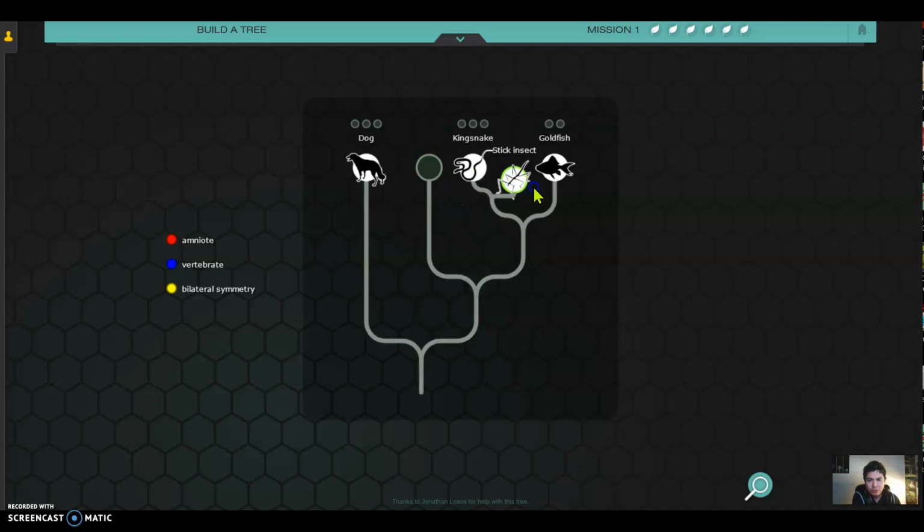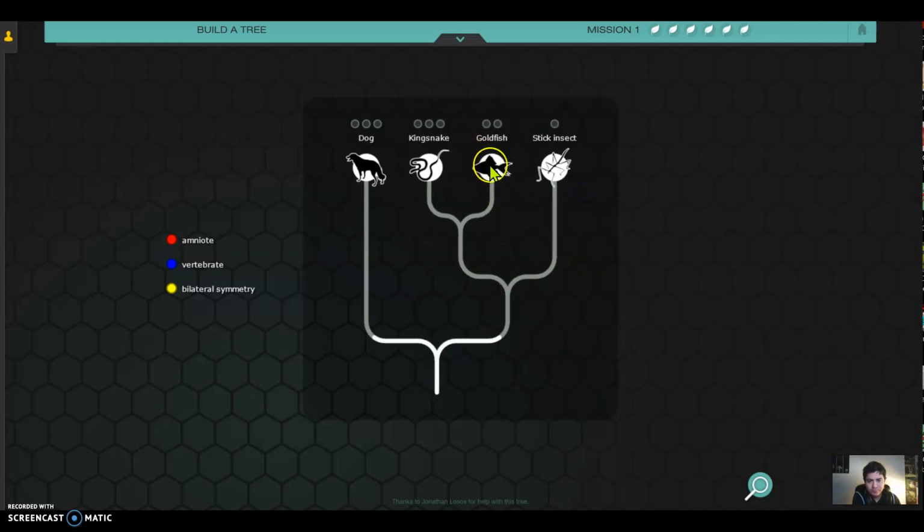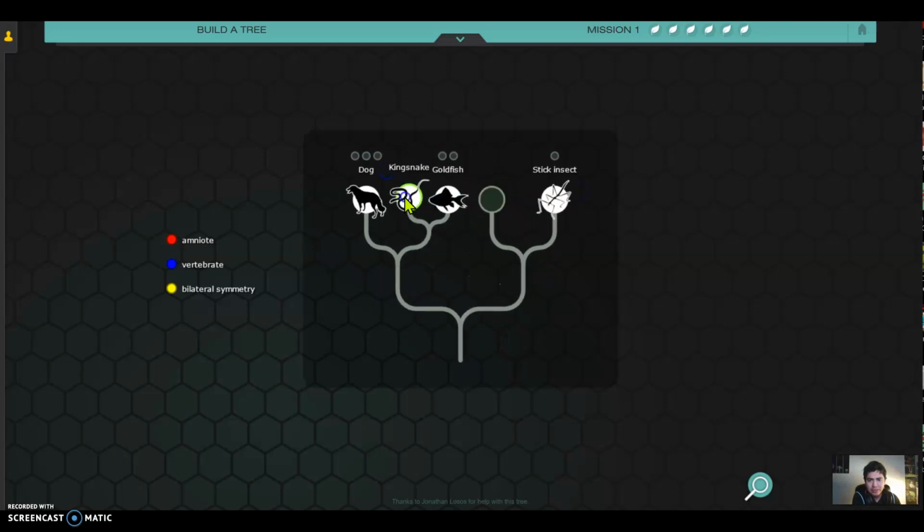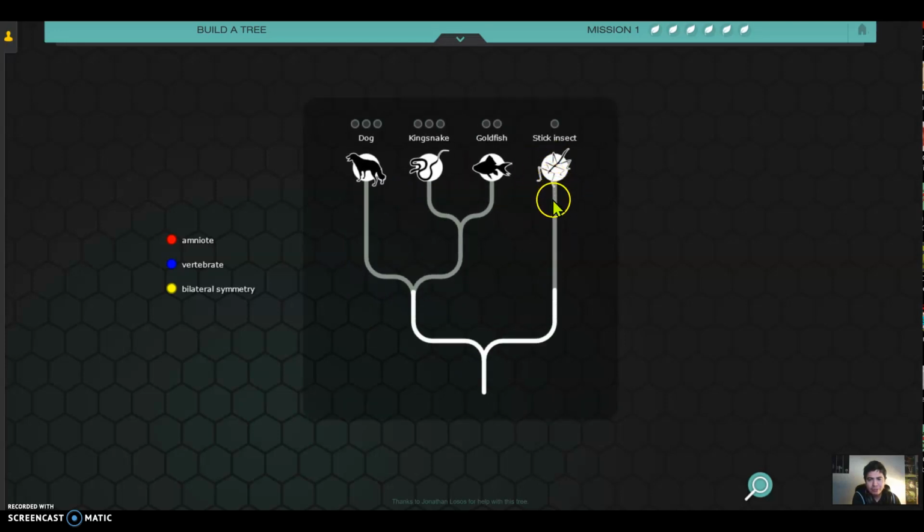So here's the strategy: we're going to place the stick insect by itself, and then we're going to take a look at this magnifying glass, because you could start by clicking and dragging and then just guessing which one is going to be the shared characteristic. So in this case, amniote. This characteristic is shared by a king snake and a dog.